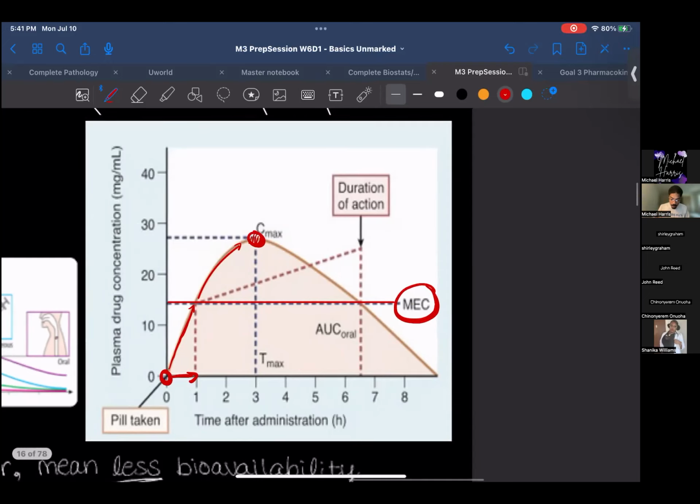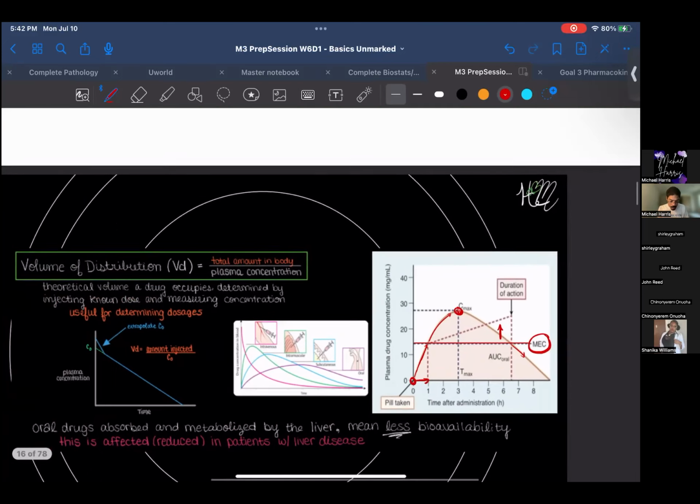All right, great. Now, with that being said, the second it passes this line, you no longer have notable improvement in symptoms. Okay? So essentially, our goal as physicians is to keep us above the minimum effective concentration, because if you stay above that, you will always have a clinical improvement. Does that make sense? Okay, good.